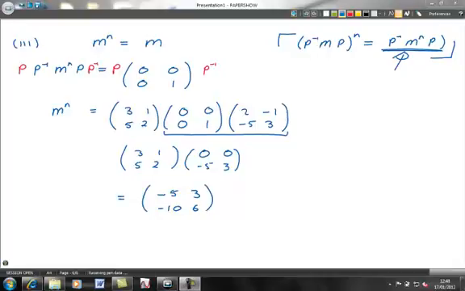So M to the n is equal to that, and if you have a look back at the question, that's equal to M. So your job is done. That's it.